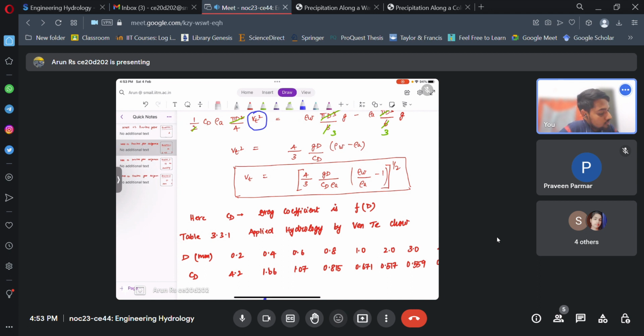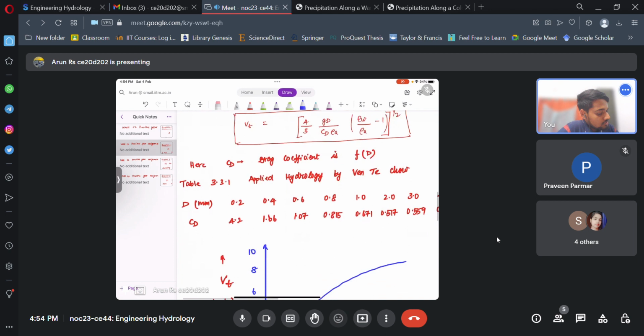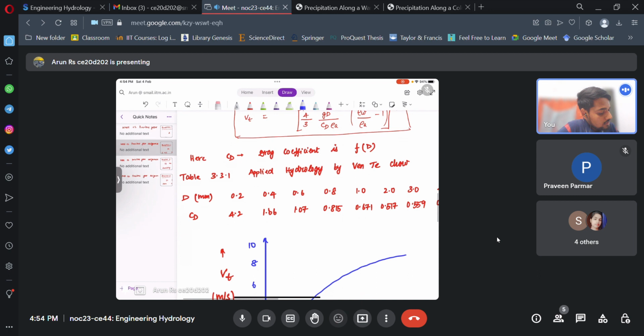Now here coefficient of drag is basically a function of your diameter, and several experiments were performed, and the coefficient of drag is found for different diameters of the droplets, and the values are taken from again table 3.3.1 of Applied Hydrology by Chow.